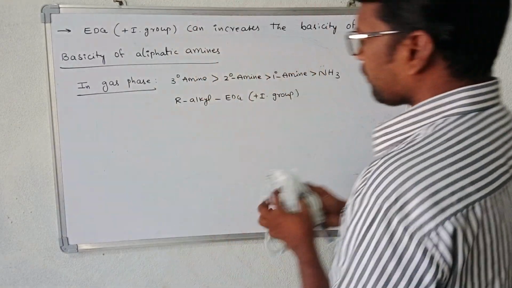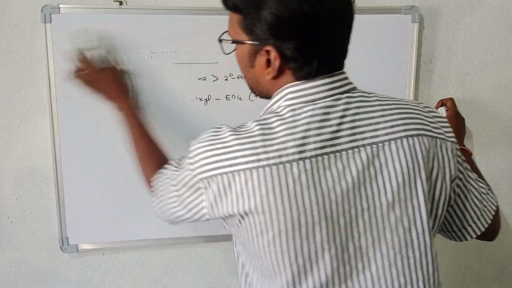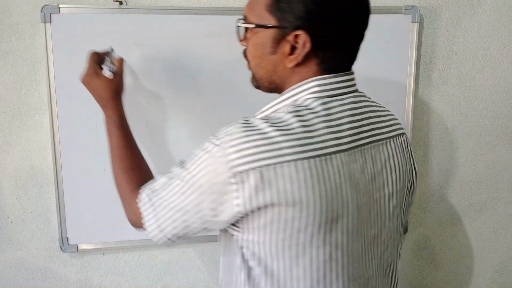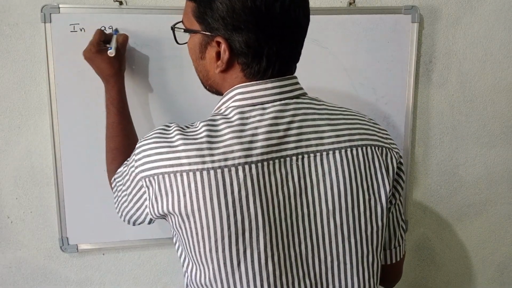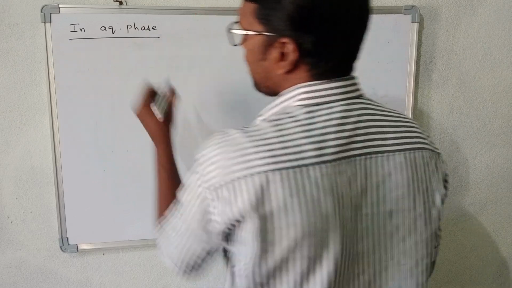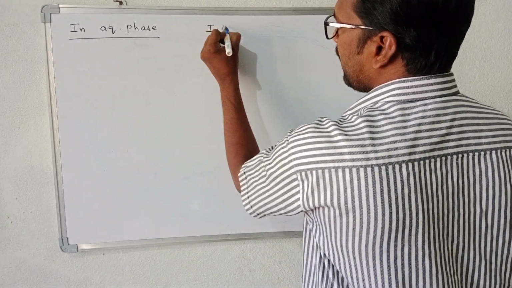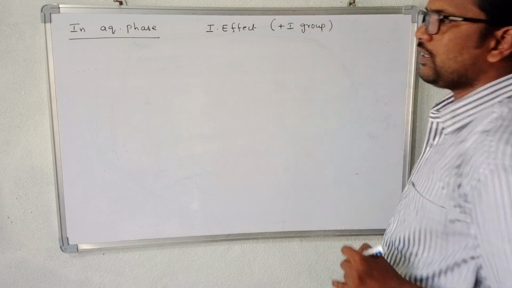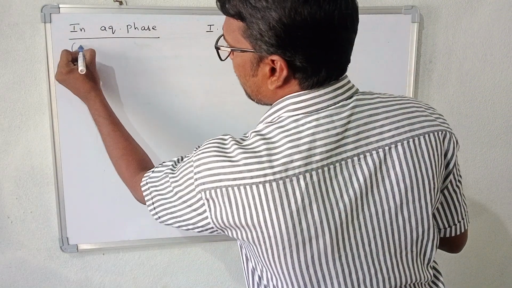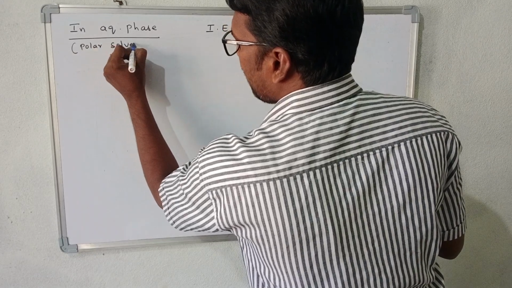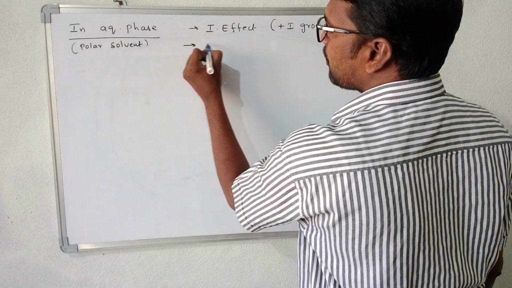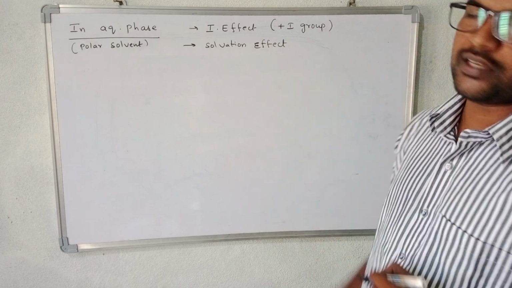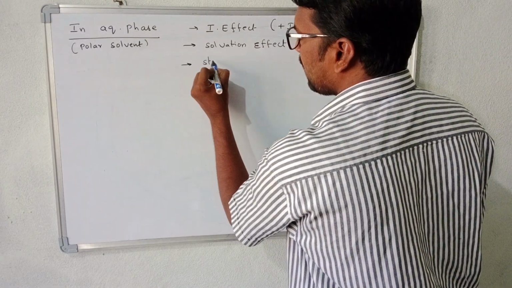Now we study the aqueous solution form. While explaining basicity in the aqueous phase, the inductive effect alone is not enough. The conditions we follow are, first, the inductive effect: a plus I group can increase the basicity of the amine. Aqueous phase means a polar solvent solution, so another effect is present, the solvation effect, that means formation of hydrogen bonding with water. The solvation effect is also present, and another effect is steric hindrance.